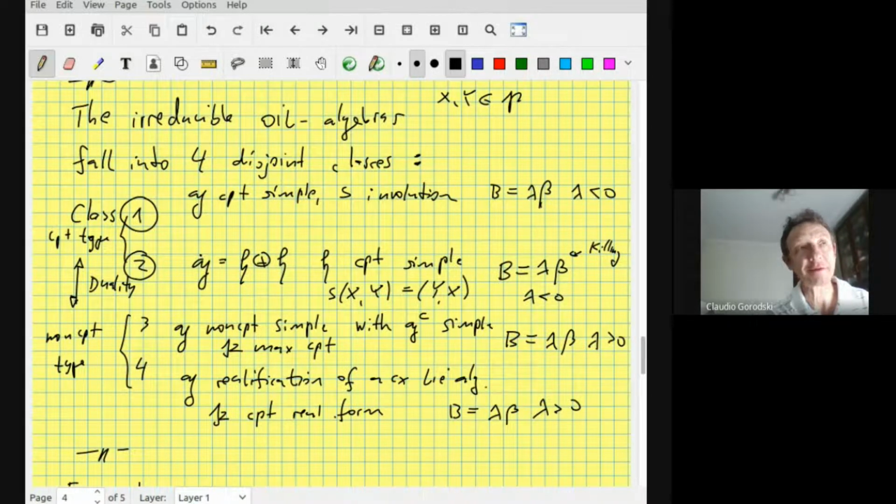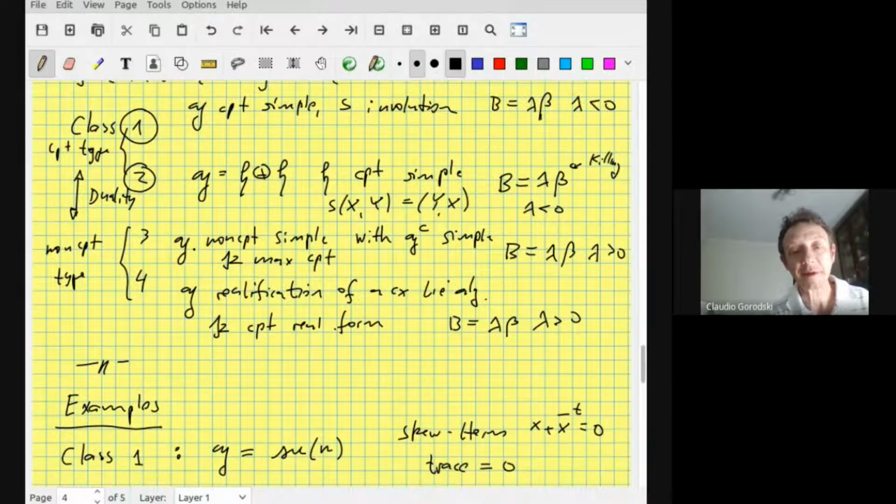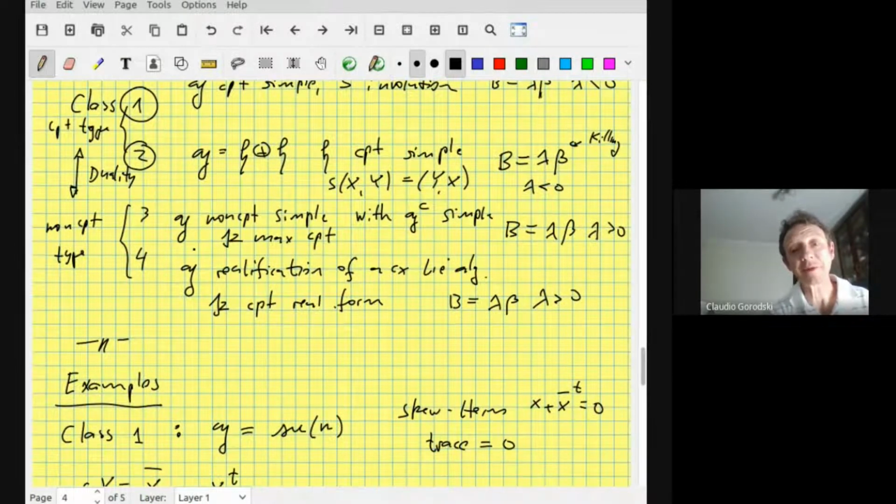And this can be done. In fact, I wrote most of the argument in the notes. I skipped just some very technical points. But another way would be to, instead of classifying class 1, classify class 3 also.